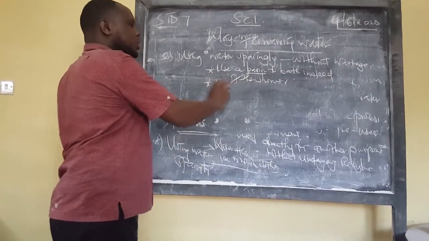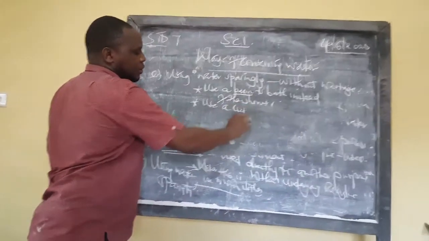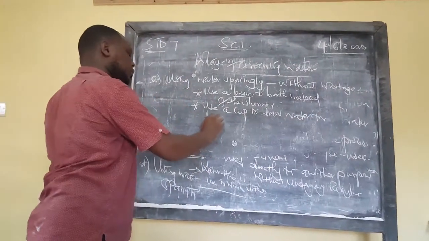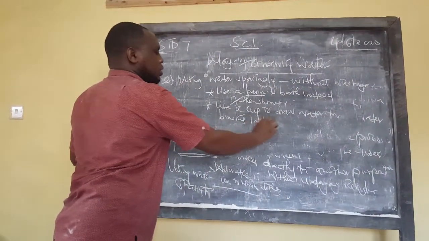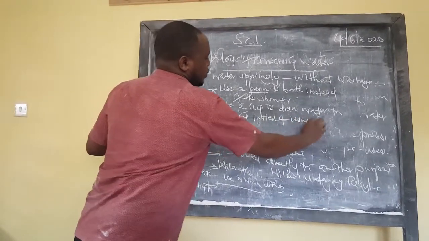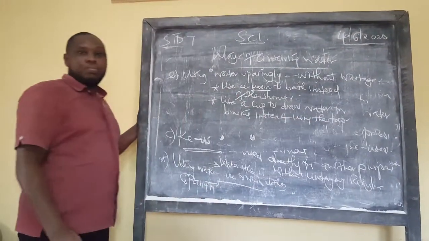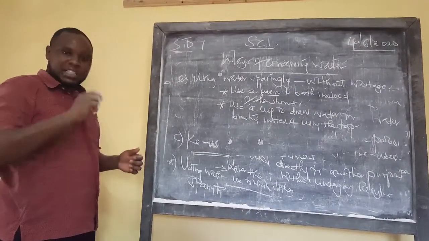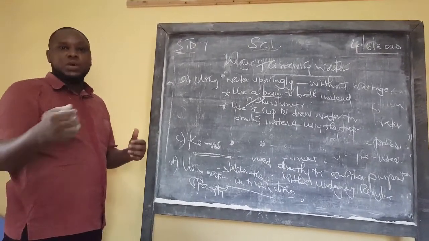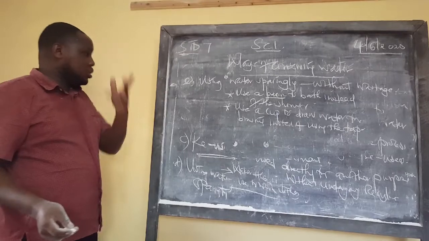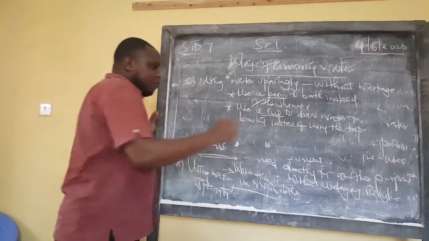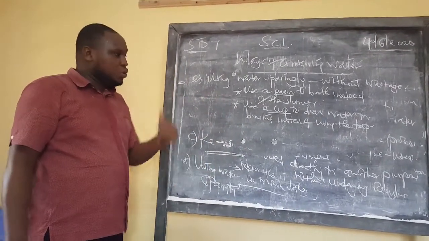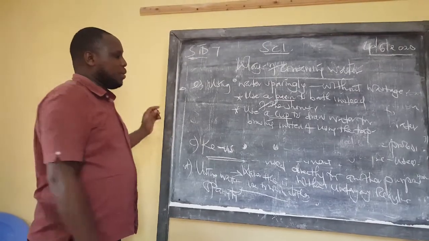Number two, you use a cup to draw water for brushing instead of using the tap. Sometimes people will go to the tap and just brush from the tap. The water is running and you're still brushing. Only after that do you use the water. But you left the water running. That is misusing water. So instead use a cup. Even if you brush for 3 hours, the water is still the same amount that you put in the cup. So that is the water that you use to finish your brushing.